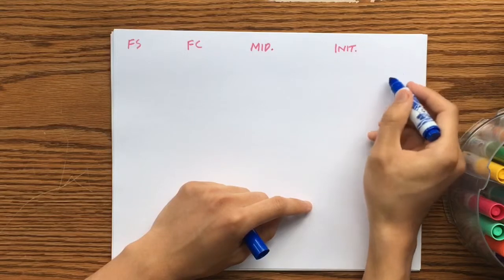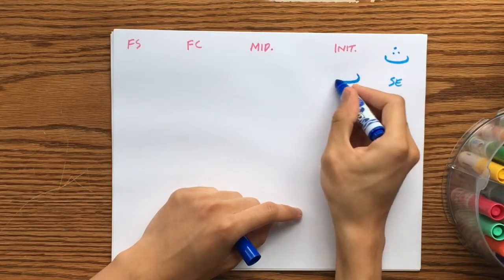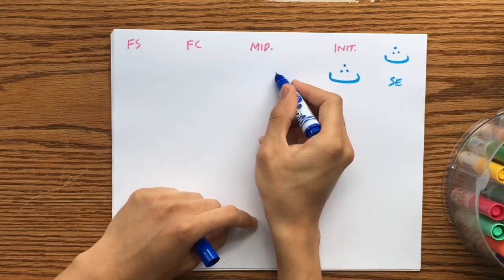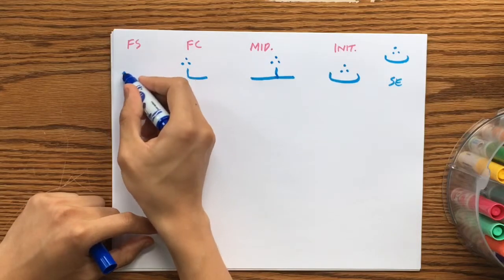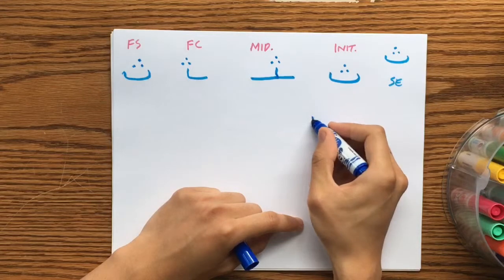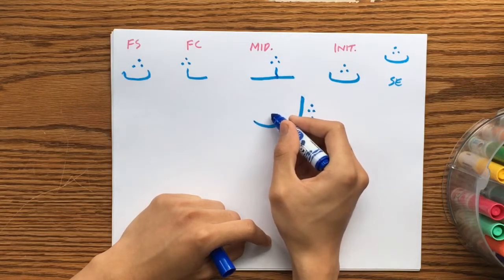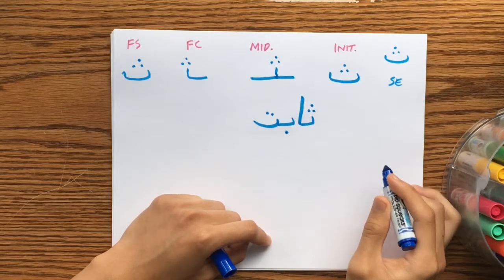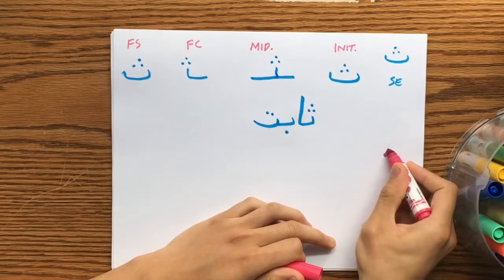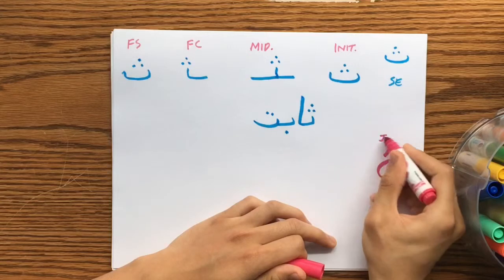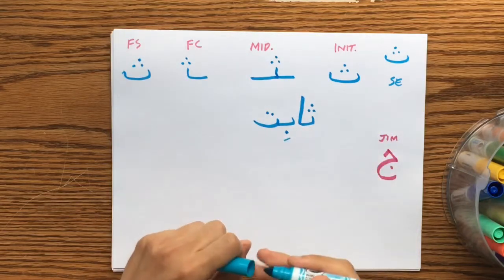Okay, the next letter, which has the same form, is se, which has 3 dots on top, and it makes the S sound. So now you can write the word sabet. And sabet means steadfast, and it's also a very common last name in Farsi. Sabet. Okay, the next letter is jim. And jim makes the J sound. Oh, I forgot. Sabet also has a little invisible vowel here, the S sound.